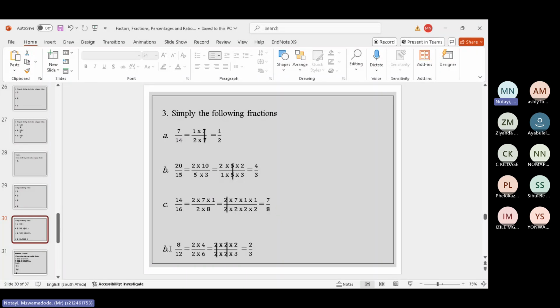Okay, number D, 8 divided by 12. Write 8 in prime factors. So we have 2 times 2 times 2 divided by 2 times 2 times 3. So the 2 2's on top cancel the 2 2's at the bottom. So we are left with only 2 and 3 at the bottom. We have 2 divided by 3. So brilliant, guys. Okay, what's next?